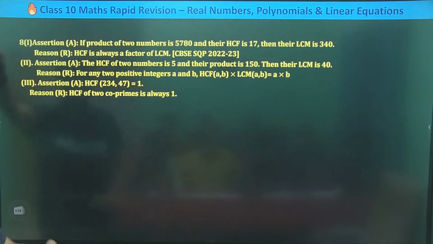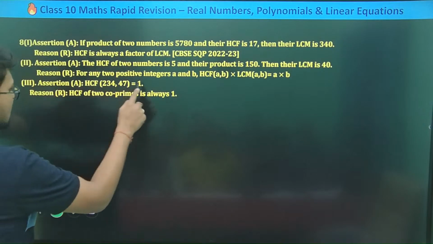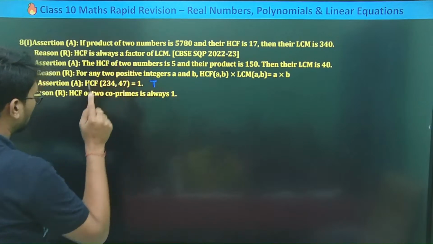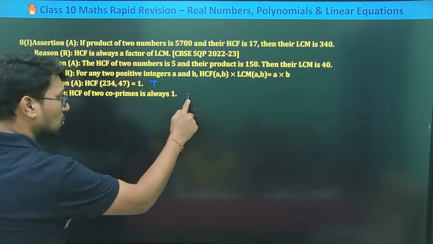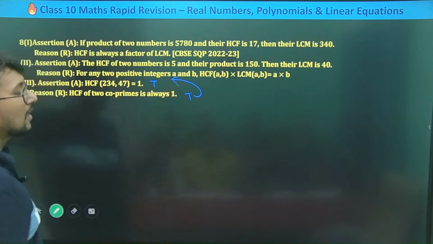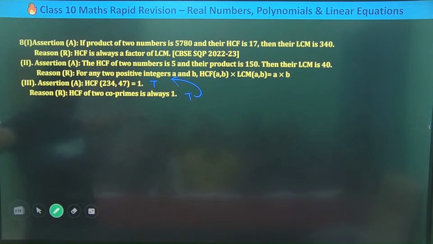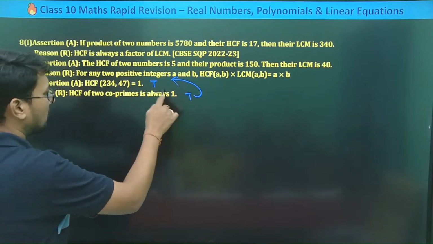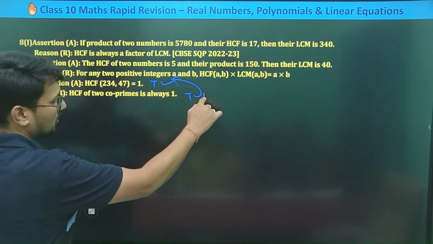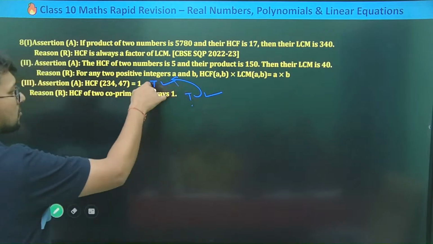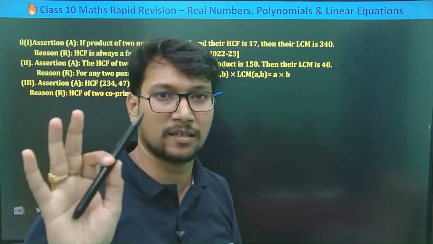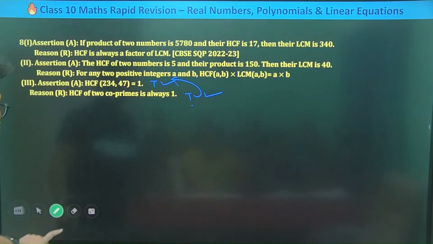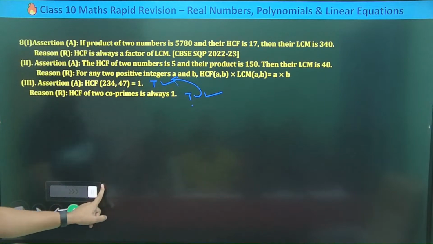Next. So what happened then? Assertion is true. Reason: HCF of 2 co-prime. True. And it is also explaining, right? So therefore, assertion true, reason true, and reason is also correctly explaining assertion. Is that correct? Okay. Chalo. Let us move. Are you clear, bacho?